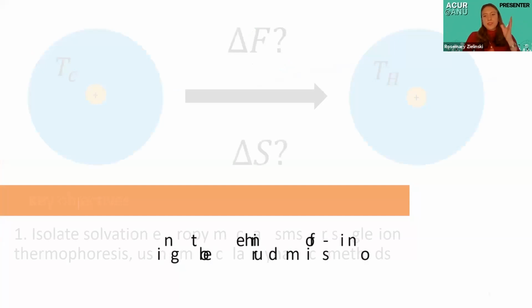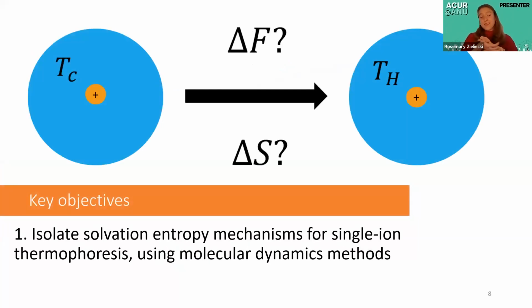Now, onto my actual research. I've broken it into 2 key objectives. So the first is to isolate the solvation entropy mechanisms for single ion thermophoresis using molecular dynamics methods. Now, if you don't know what molecular dynamics are, they're essentially where we simulate our molecular system computationally by looking at all the intermolecular forces and then from there extrapolating the dynamics. And the reason why we use molecular dynamics here is because it's been shown to replicate thermophoresis before, but also we're looking at the scale of single ions. So this is very difficult to do at a lab scale and much easier to computationally simulate.